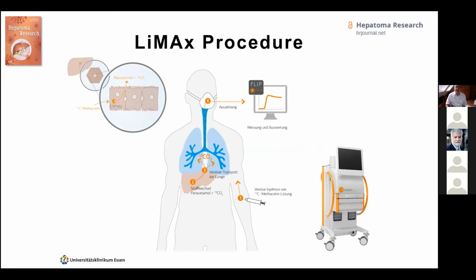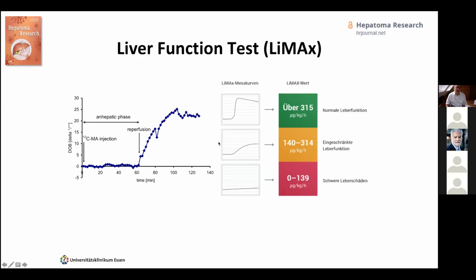as you can see here on the screen. We inject methacetin. This is metabolized especially in the liver by the cytochrome P450 1A2 metabolism, and then we can measure on a screen the exhalation of CO2, and then we get a curve like this after injection. Then we have a rise in the curve with the reperfusion of the first metabolism of methacetin. And then we have the second step, where we can do the long-lasting evaluation of the liver function.